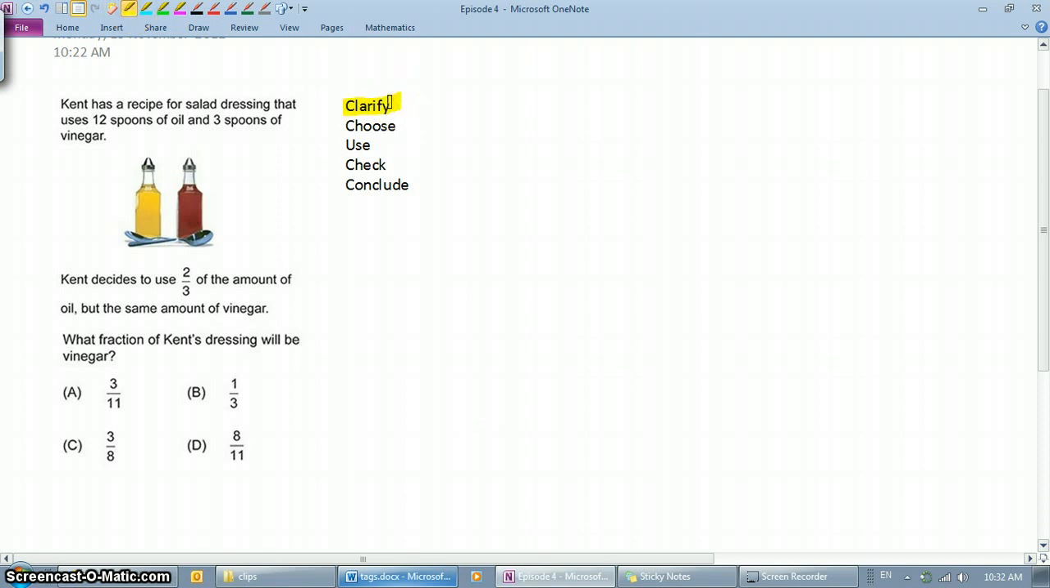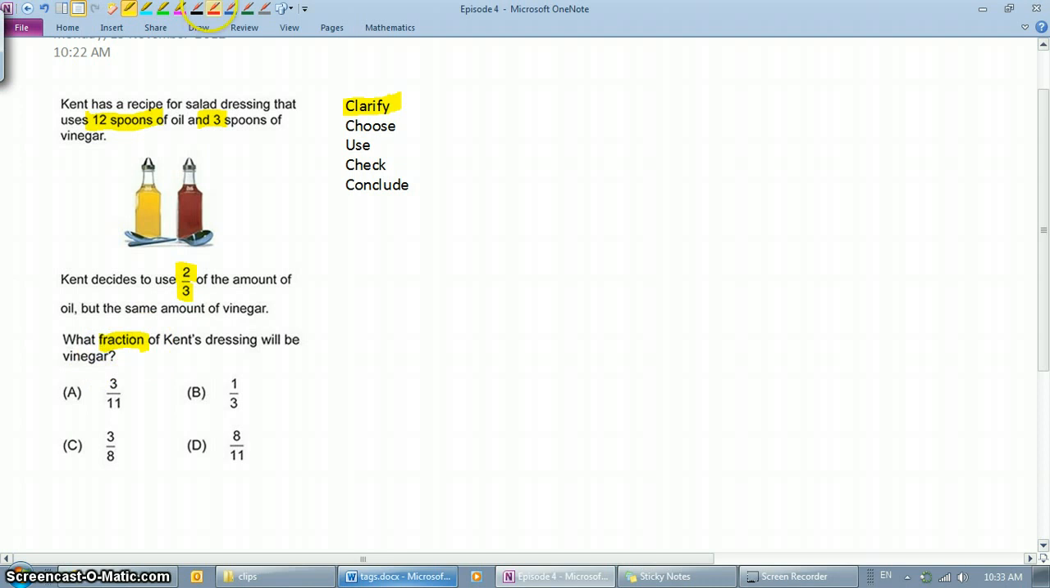Clarify the question. Kent has a recipe for a salad dressing that uses 12 spoons of oil and 3 spoons of vinegar. Let's just highlight the key elements there: 12, 3. Kent decides to use 2/3 of the amount of oil but the same amount of vinegar. What fraction of Kent's dressing will be vinegar? Okay, so there's two parts here, and that's what we need to work out.